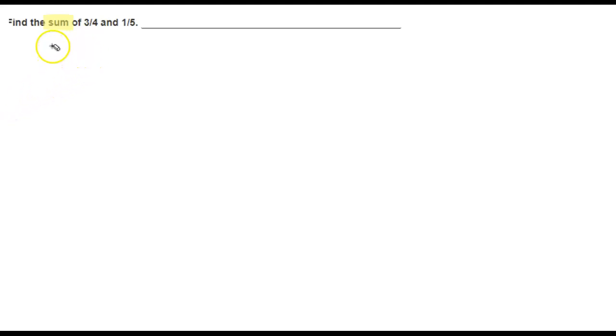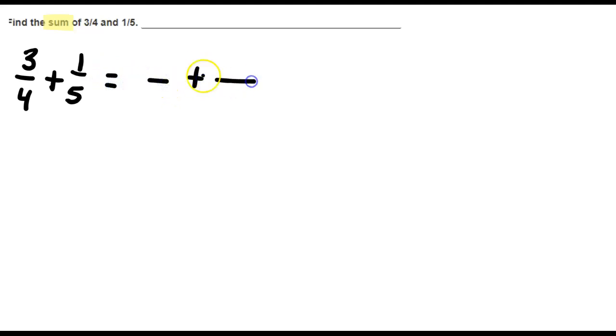This is find the sum of 3/4 and 1/5. Well, sum is highlighted, and that tells us a lot. That tells us that we need to find the sum of these two fractions, which means to add. So I'm going to say 3/4 plus 1/5. Now I can't add these, and I have to find a common denominator. And I told you that a good way to find a common denominator would be to add the two denominators together. And so this would be 20. So my denominator is 20.